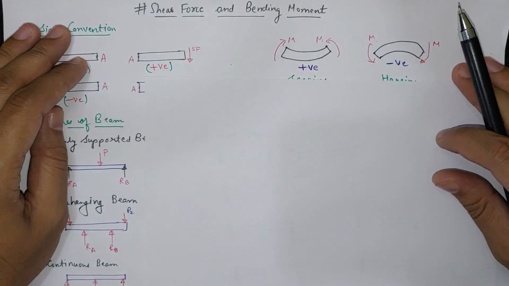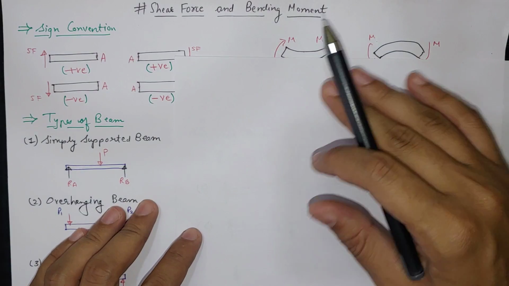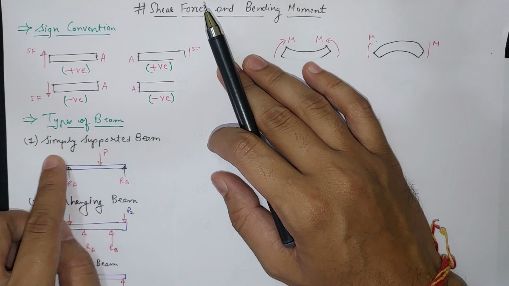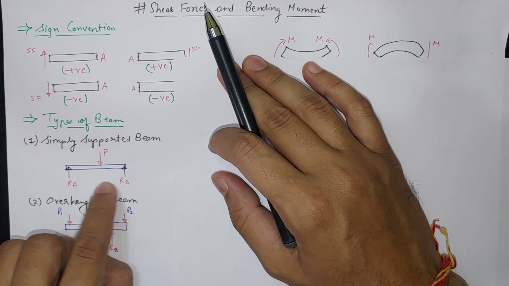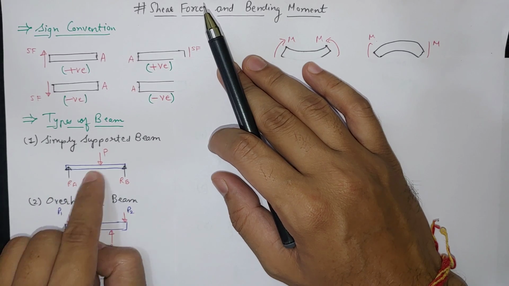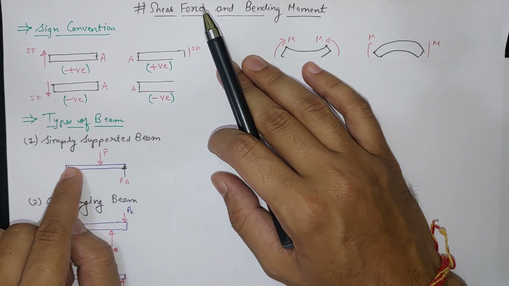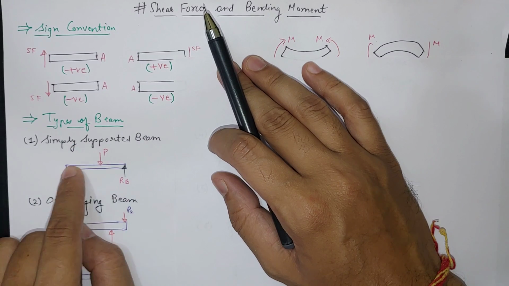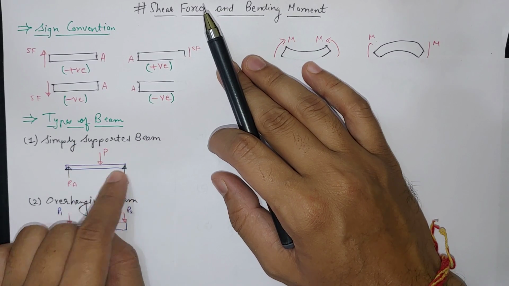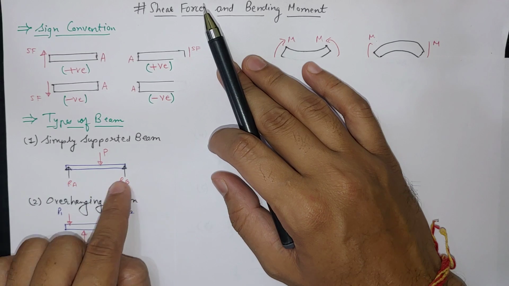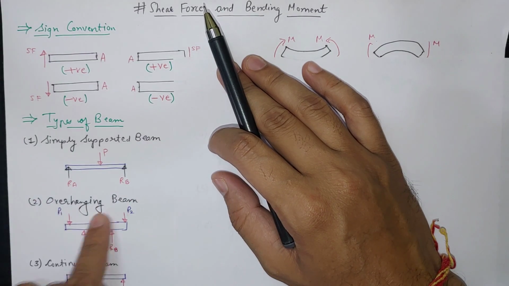Now I'll see some basic beams which we'll be using for our analysis. The types of beams: first is the simply supported beam. We know that there are two supports, so there will be two reactions, and the force can be anywhere, and this is a point load. The load can be of different types on this beam, but there are two supports at the end locations, so it is a simply supported beam.